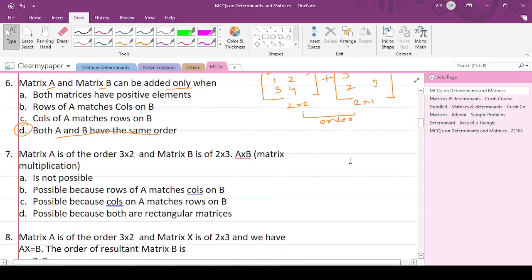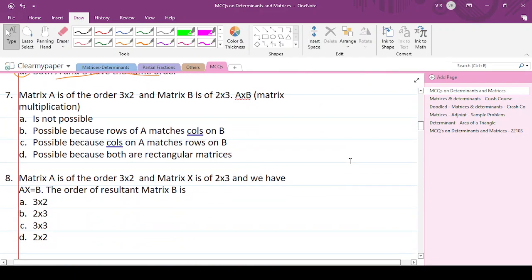Matrix A is of order 3 by 2 and matrix B is of order 2 by 3. A multiplied by B, matrix multiplication, and we have the choices: is possible, not possible, and so on. So let's quickly recall what it means. Let's say we have a 3 by 2 matrix and then a 2 by 3 matrix. We have A and we have B here.